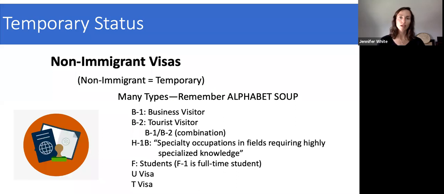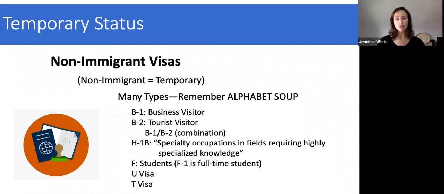We have a B1, which is a business visitor visa. We have B2, which is a tourist visitor visa. Then we have the B1, B2, which is a combination of those two things. And then we have H1B, which is a specialty occupations and fields requiring highly specialized knowledge visa. We have the F visas, which are for students. And then these last two here are humanitarian in nature. So you're more likely to see these in a greater volume in a nonprofit setting.